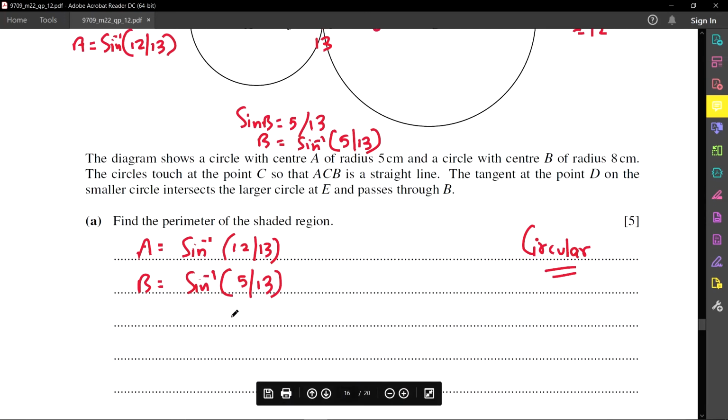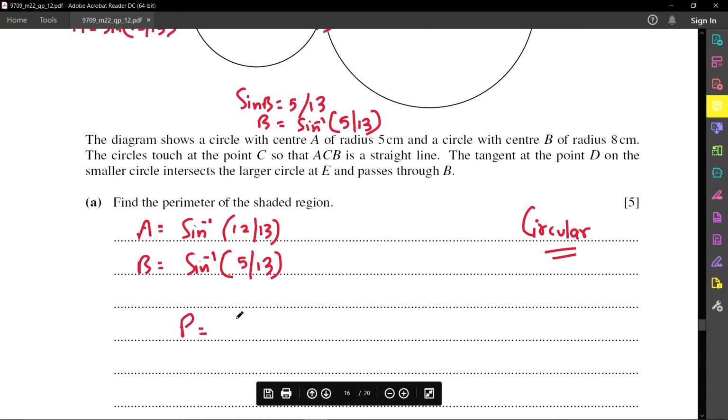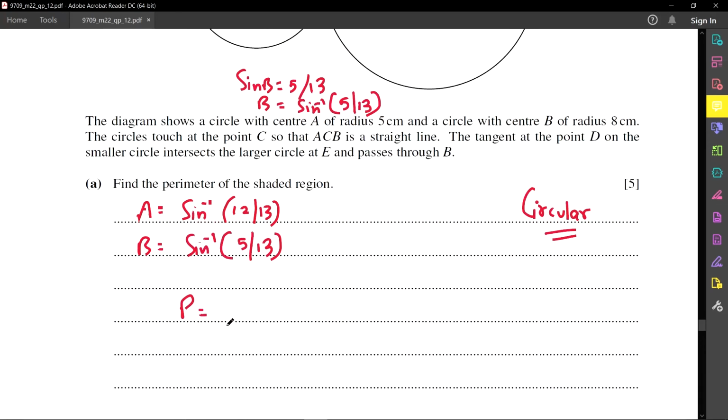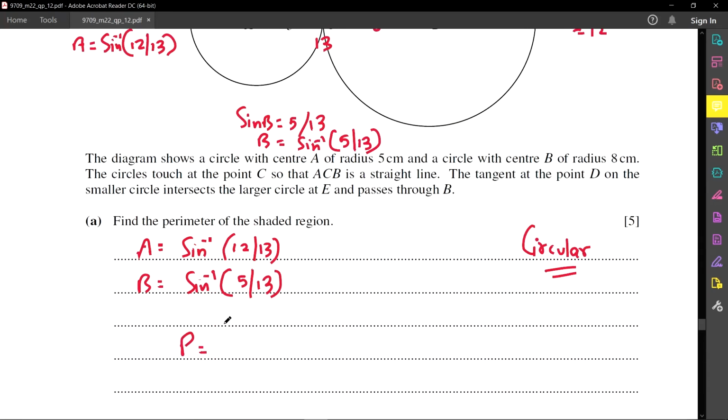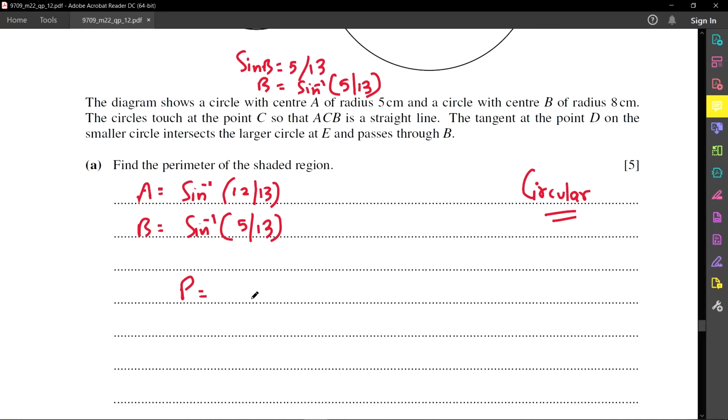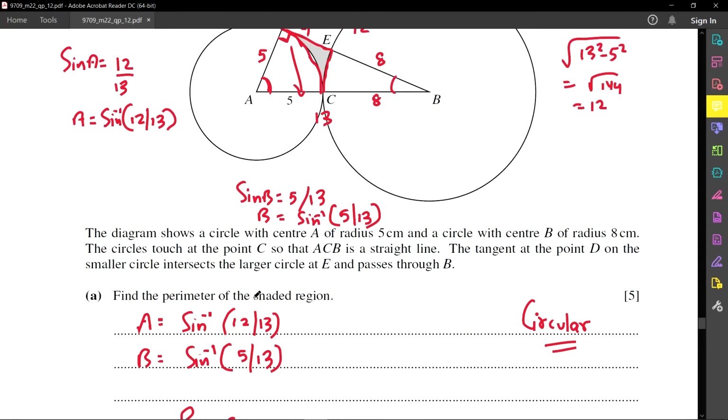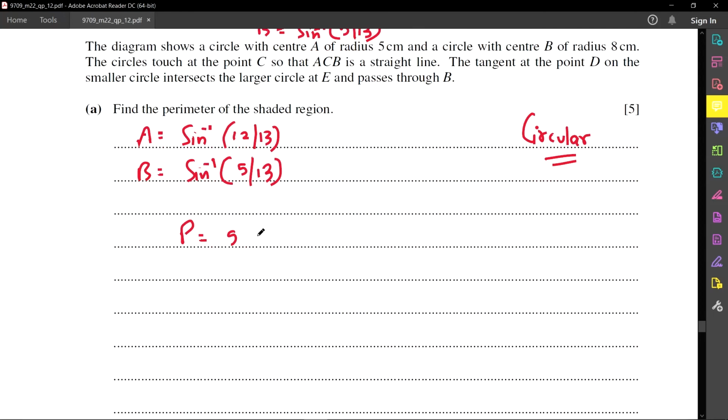So here the perimeter, for the smaller circle of radius 5, will be r theta. And here theta should be in radians, since we are dealing with circular measure. So 5 into sine inverse of 12 by 13. And for the other circle it is 8 sine inverse of 5 by 13, plus the value of DE, which is 4.